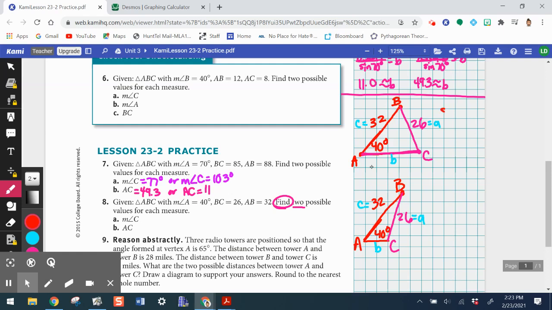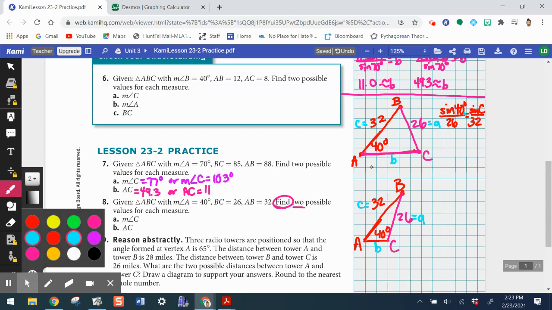So we'll say that the sine of A, which angle A is 40 degrees, over its opposite side, which is 26, is equal to, now if we're looking for angle C, we definitely should use the sine of C, and that's good that we're looking for angle C first because we know the measure of its opposite side. We could not have found angle B first because we don't know its opposite side, and we'd have two missing values in our proportion. So we definitely want to use the sine of C because we have its opposite side length, which is 32. Cross multiply here.